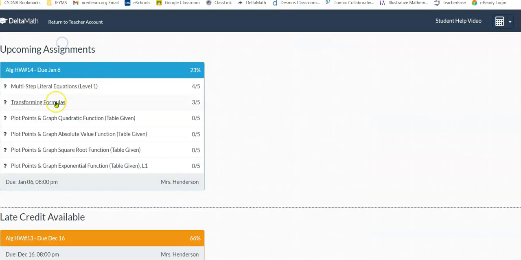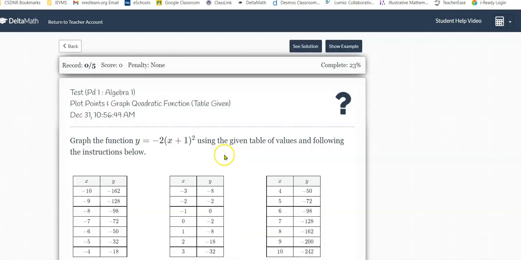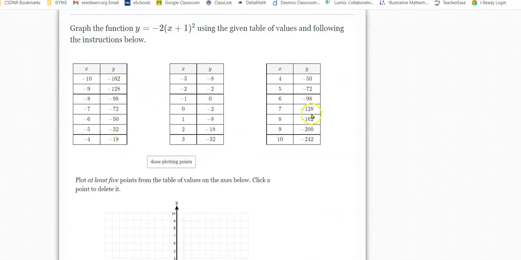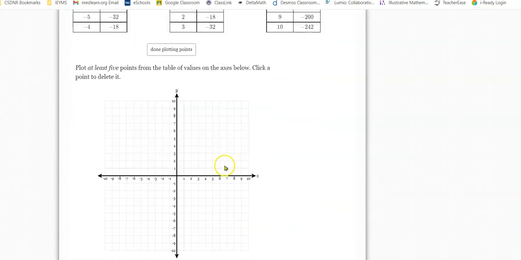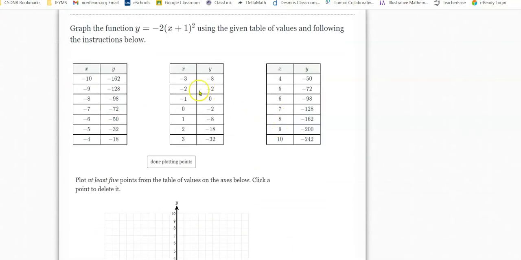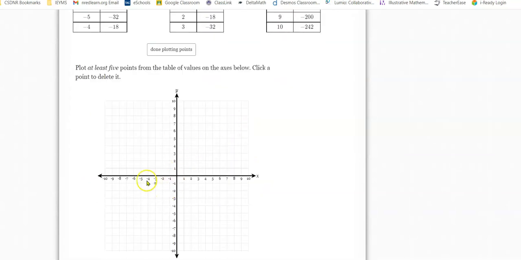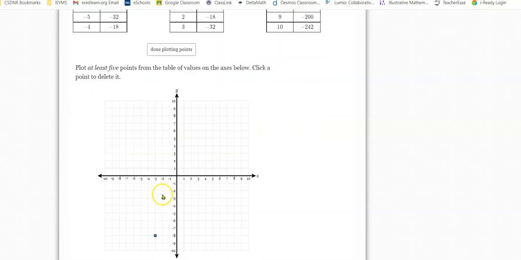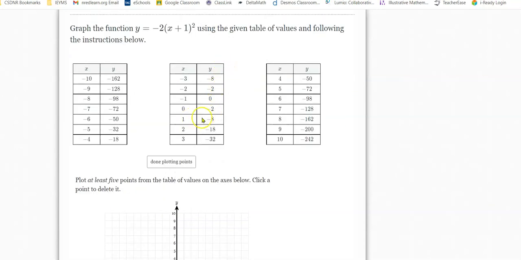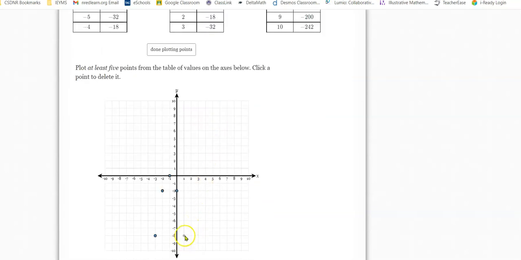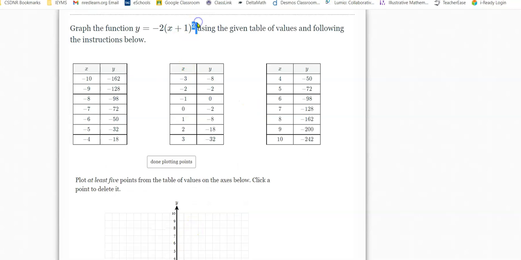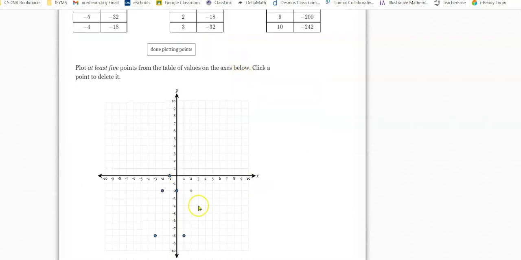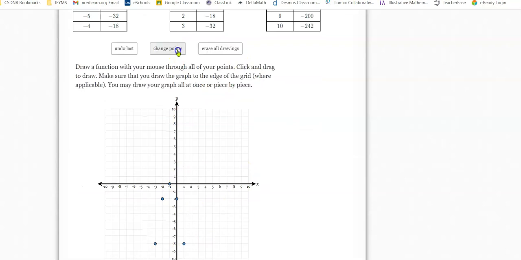I'm going to go to the next topic here, plot points and graph quadratic functions. So there's going to be lots of points here, but you can only graph the ones that will fit on this 10 by 10 grid. So it looks like we can start at -3, -8. Then we're going to go to -2, -2. Then -1, 0. Then 0, -2, and then 1, -8. And I can tell here it has a power of 2, so I know it is quadratic, so it would be a U shape. So I'm done plotting my 5 points.